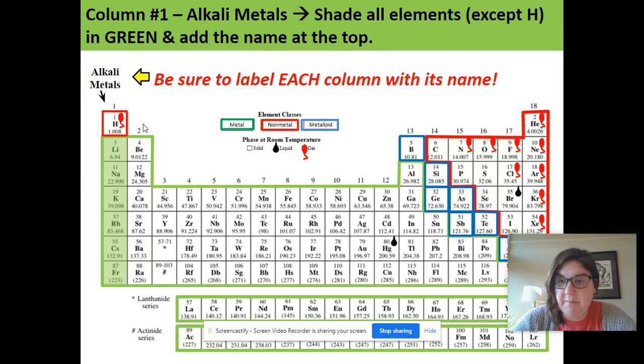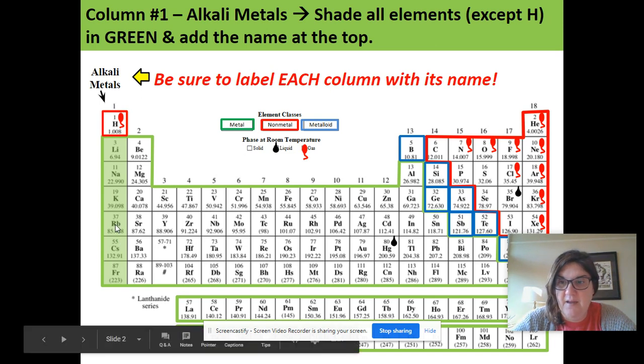Each column or family has a name. You can see in column 1, this is going to be our alkali metals. This is the most reactive metal family, okay?